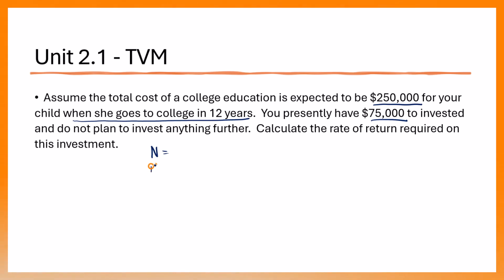There are two cash flows here. We are trying to solve for the rate that will satisfy our goal. No additional payments are being made. She needs $250,000 at some later date. We're going to deposit $75,000 today, and we only have 12 years to make this happen.